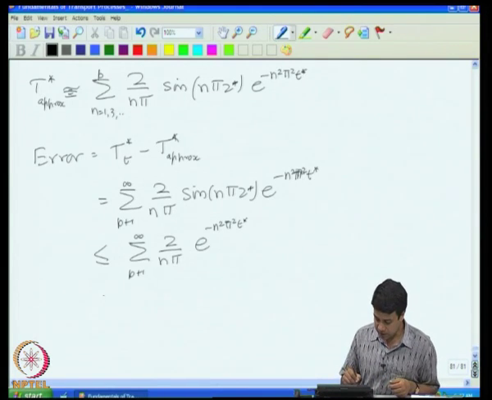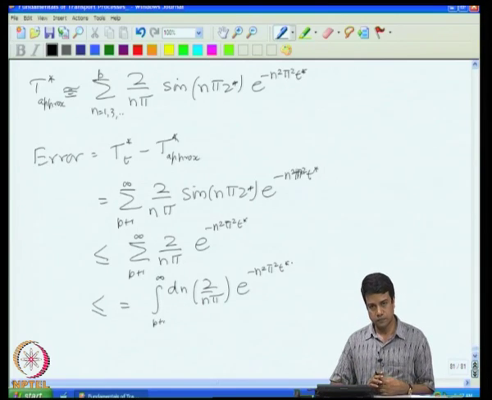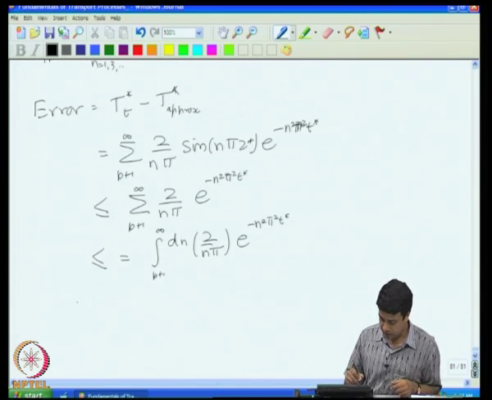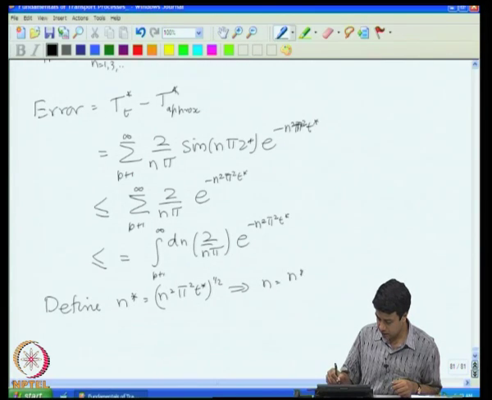So, in the limit as n becomes large, I can actually approximate this as an integral, dn into 2 by n pi e power minus n square pi square t. And if I define another variable, n star equal to n square pi square t to the half, which means that n is equal to n star by pi t star to the half.